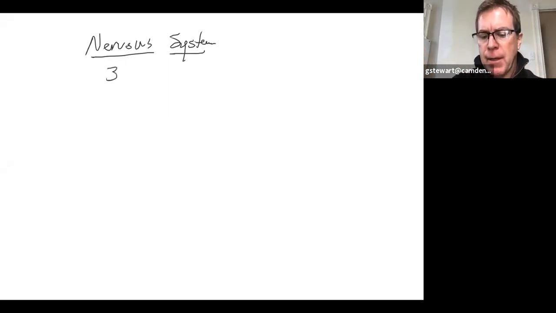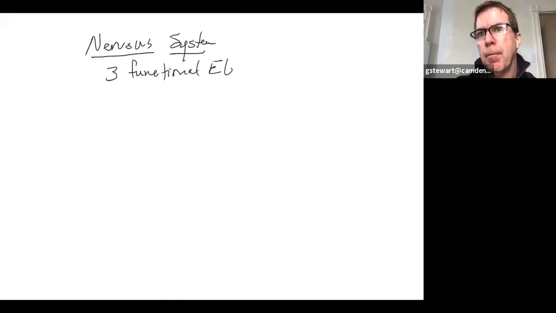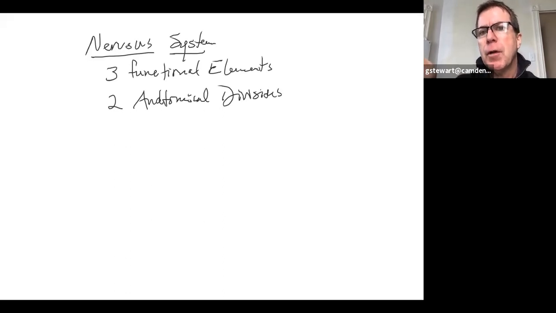There are three functional elements of the nervous system. And there are also two major anatomical divisions. Sorry, that's supposed to read anatomical. So I'm going to briefly talk about these first. We just categorize the nervous system, and this is largely anatomical categorization.